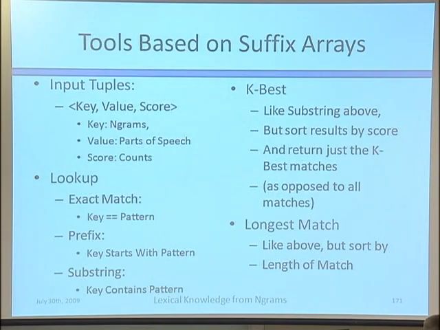So just to summarize where we are, we have these input files, which are basically tuples. The keys I've been talking about are the Ngrams. The values would be the parts of speech. The score would be counts. In some other cases, we have different things. They support different kinds of lookup functions. And I'll talk a little bit about different filters.